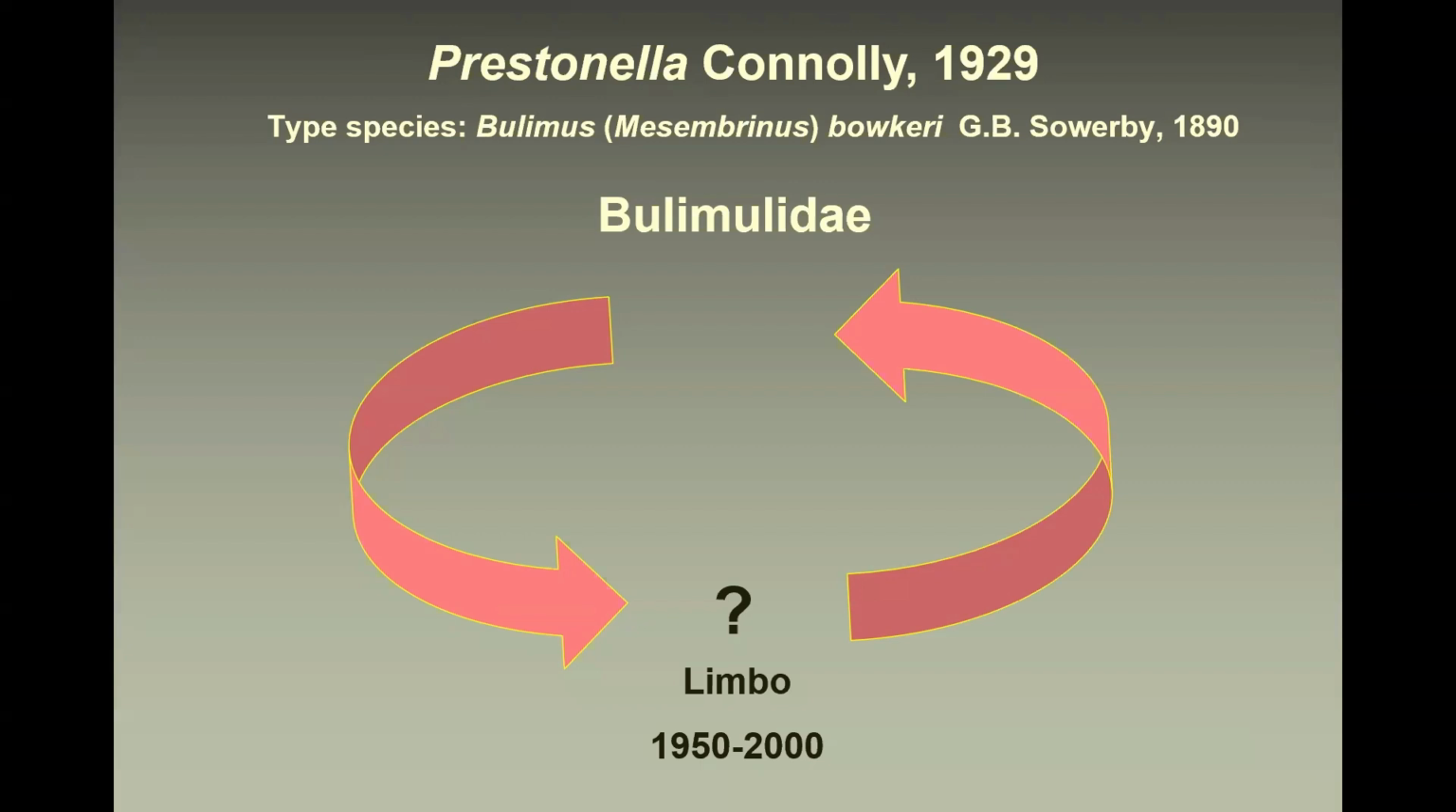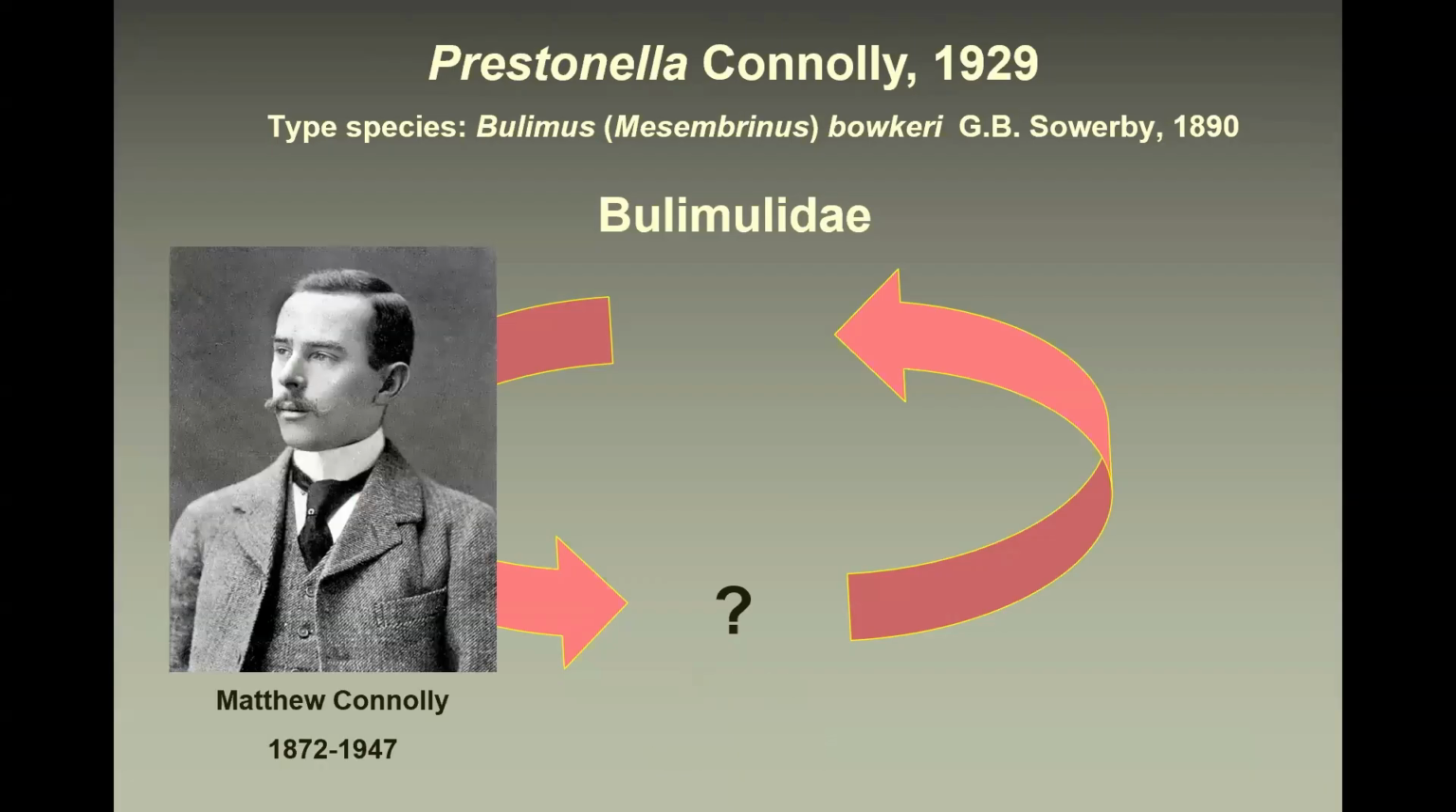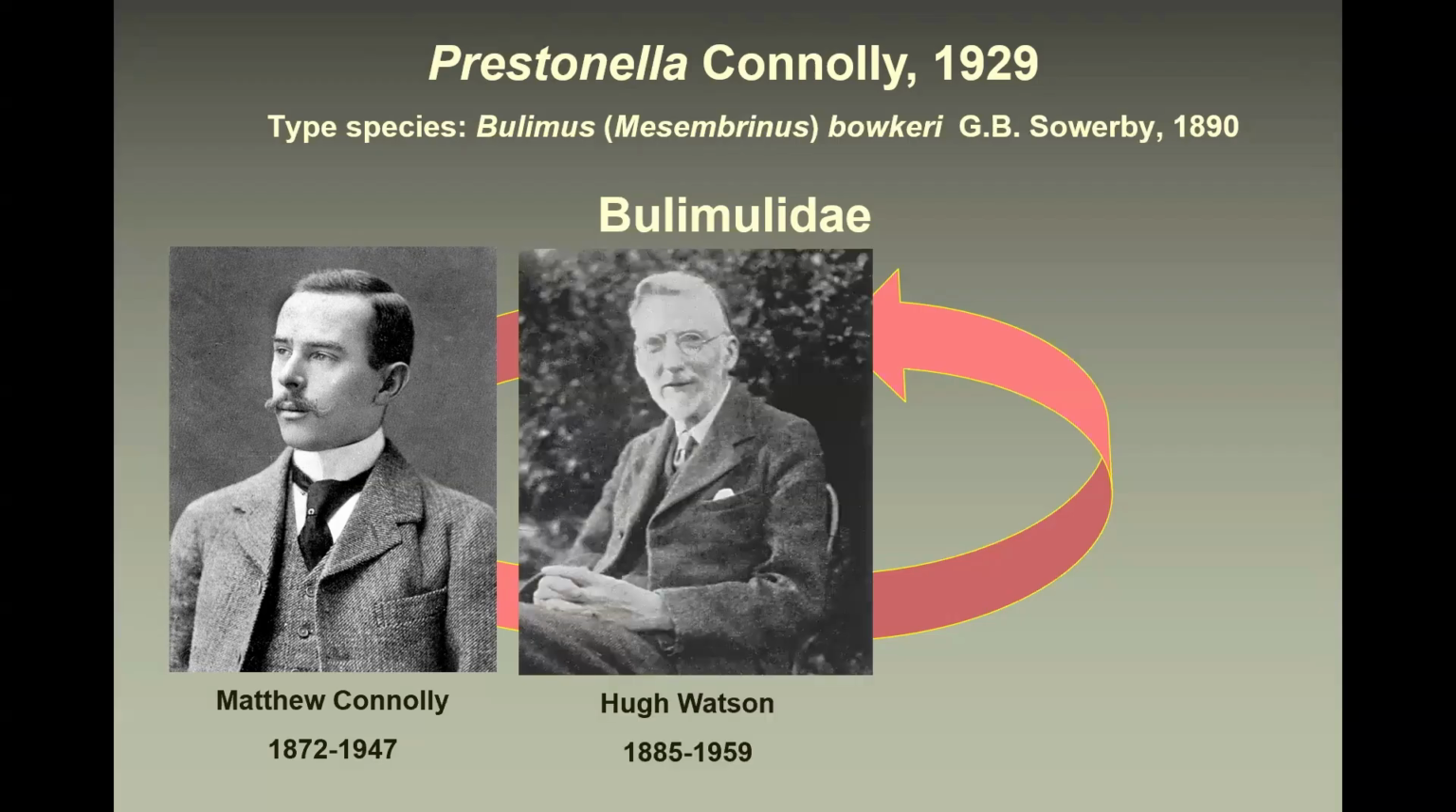But now another little circle. I digress here, but another circle. Matthew Connolly, who named the genus Prestonella, was in South Africa for a very long time, but his collection is now here at the NHM. Here is Hugh Watson, the fellow I told you about before, and we ask, why did Connolly place Prestonella in the Bulimulidae?